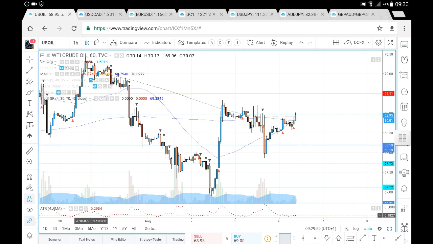So this US oil analysis for Monday the 6th of August. Now let's just have a look on prices and where prices may likely go. So previously we've had price come down towards 67.12.